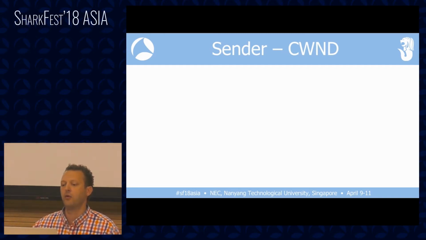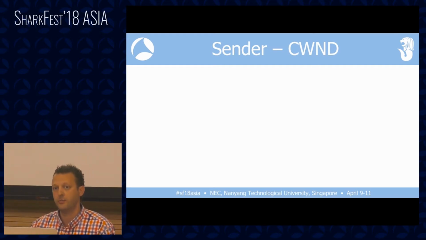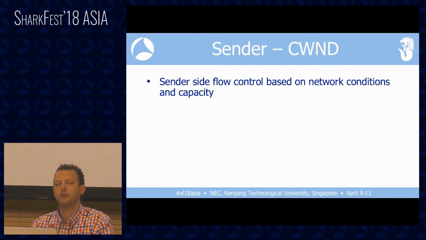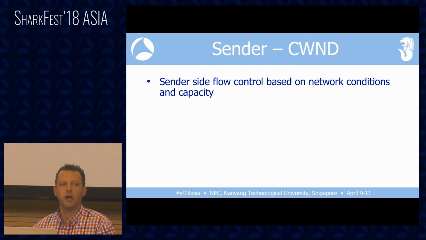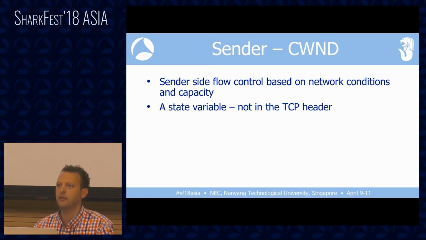So for long fat networks, we want the bytes in flight to go up and up and up towards BDP. So CWND, congestion window. You've probably heard this, seen this. This is where the receive window is the flow control of the receiver saying, give me more data, nope, stop, give me more data, stop. Congestion window is the sender side flow control. It's based on the capacity of the network and the conditions of the network. You cannot find this in the header. You can go look in the packet, you're not going to find it.